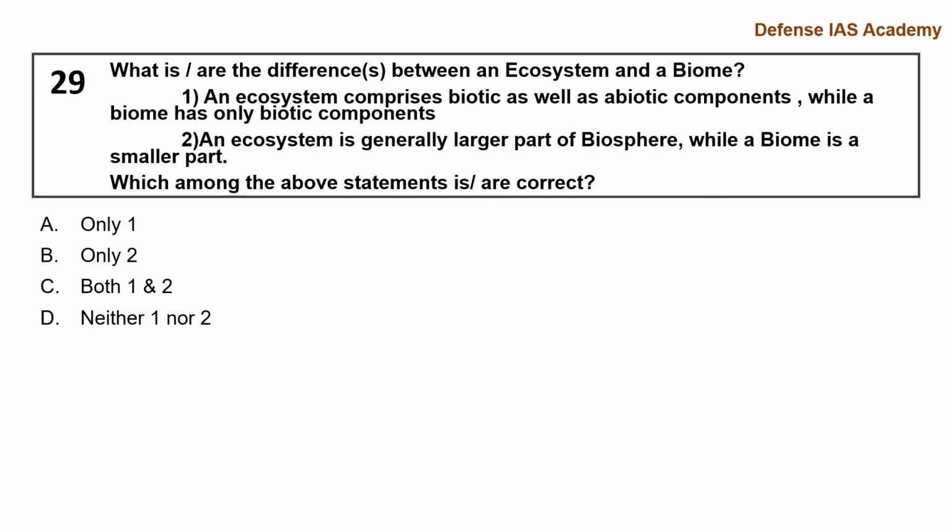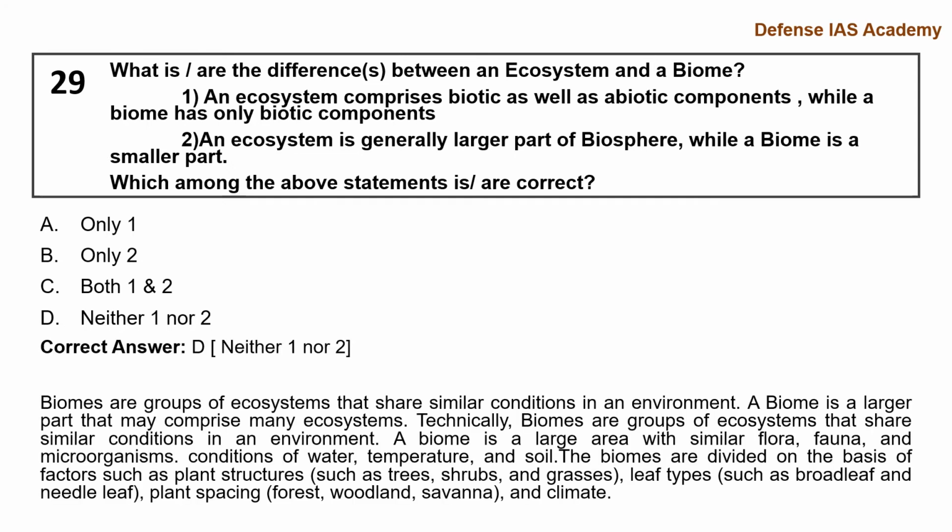Question 29. What are the differences between the ecosystem and biome? 1. An ecosystem comprises biotic as well as abiotic components, while a biome has only biotic components. 2. An ecosystem is generally a larger part of biosphere, while a biome is a smaller part. Which among the above statements is correct? The correct answer is D. Neither 1 nor 2, meaning the statements given in the question are not correct.